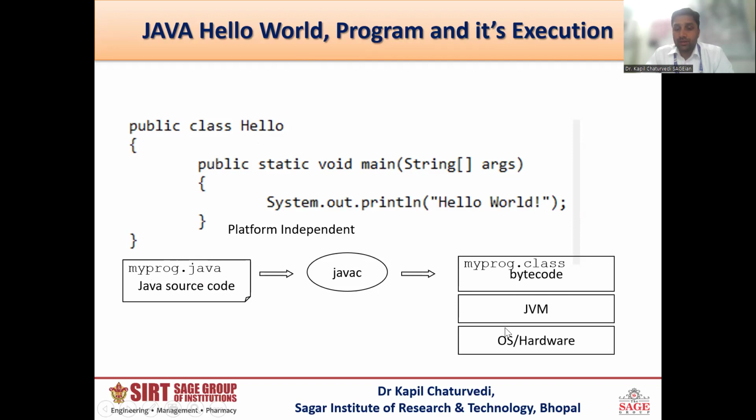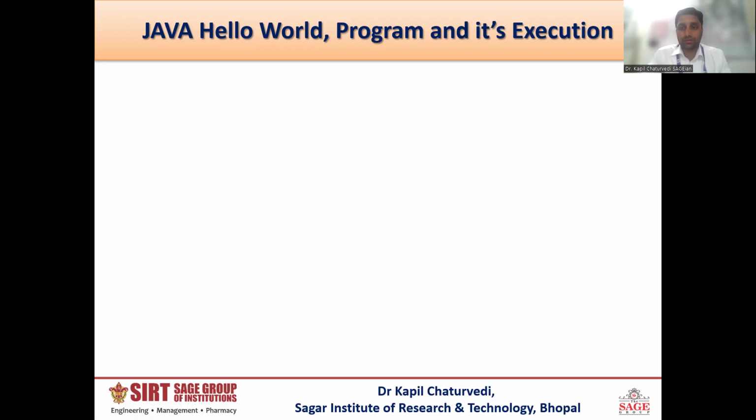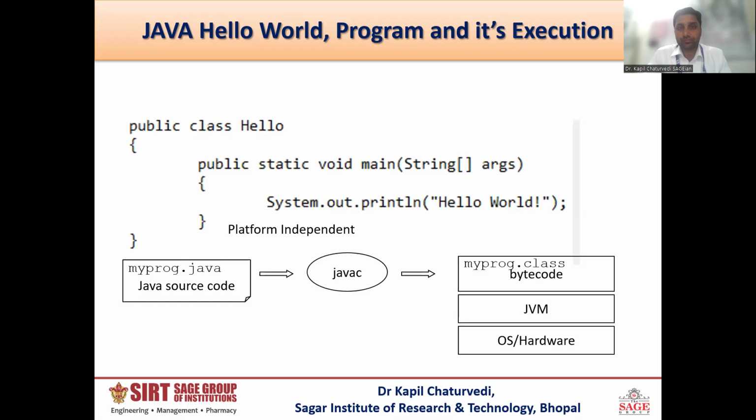So JVM and the operating system will help to do that. That means over the hardware and operating system, there will be a Java virtual machine that will compile that program and generate the byte code. And that byte code will be responsible for generating the output in the further step. So let's go to the actual scenario where we will see how we implement a Java program.